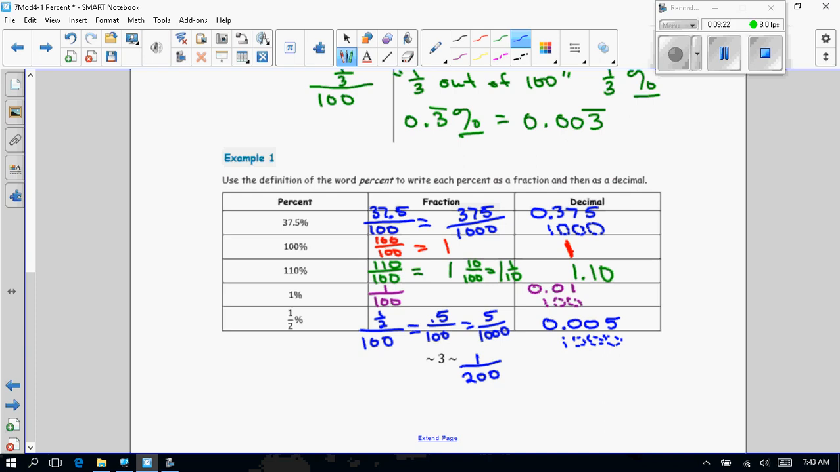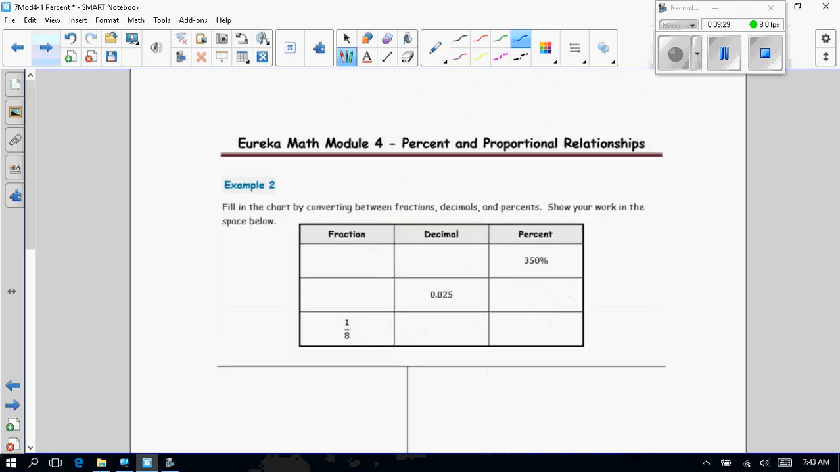Okay, so hopefully you guys did all right with those. Let's take a look at the top of page 4. We're almost done. So we're going to change fractions to decimals to percents just like we did here, but I'm going to give it to you in different spots. So let's start with 350%.